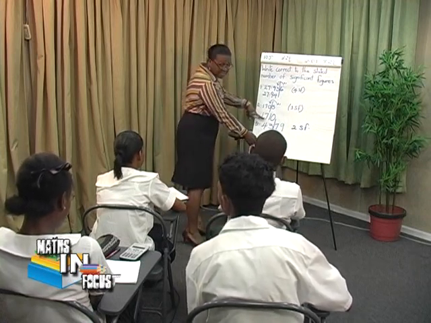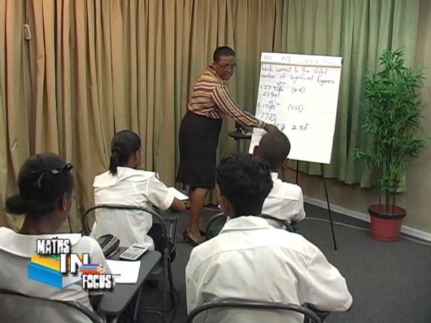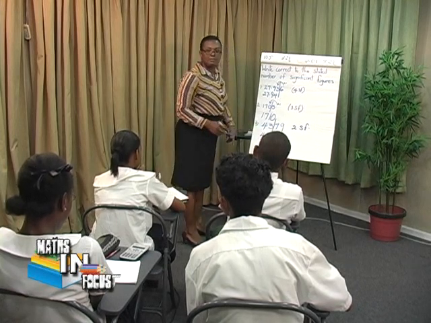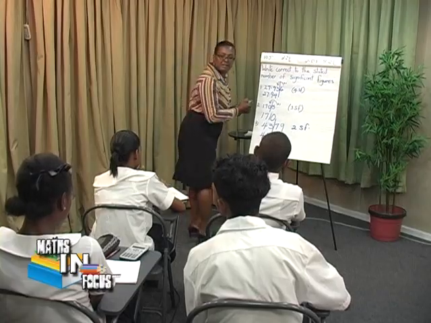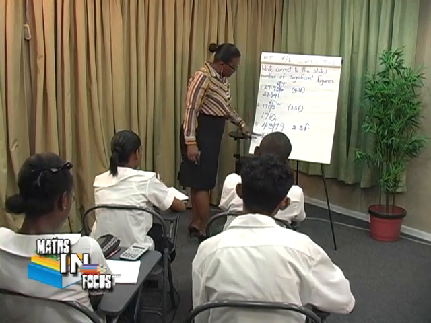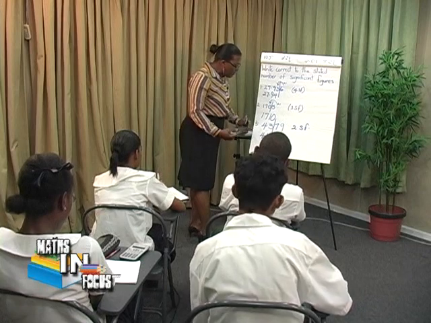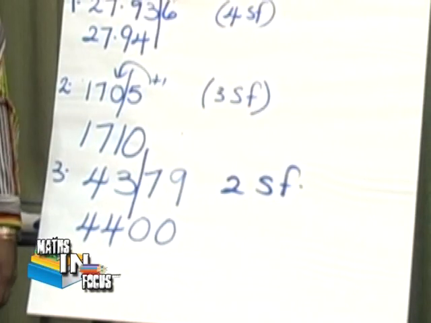But then we see a vast difference between 4,379 and 44. So how do we take it to somewhere around there? We add zeros. How many zeros? 2. We add 2 zeros. And when we look, we know that 4,400 is somewhere around 4,379.